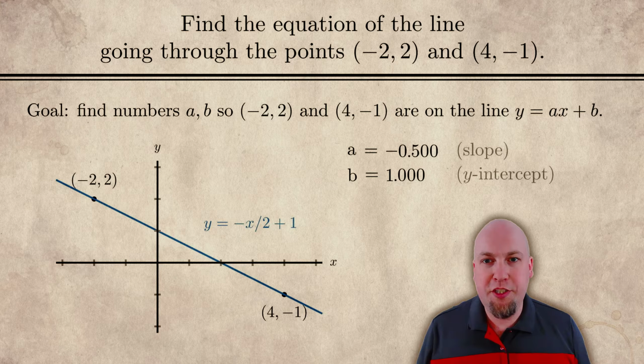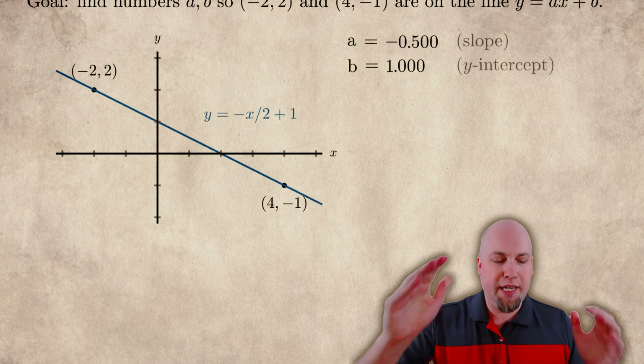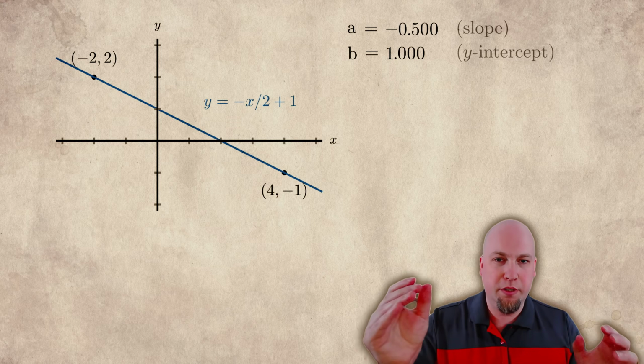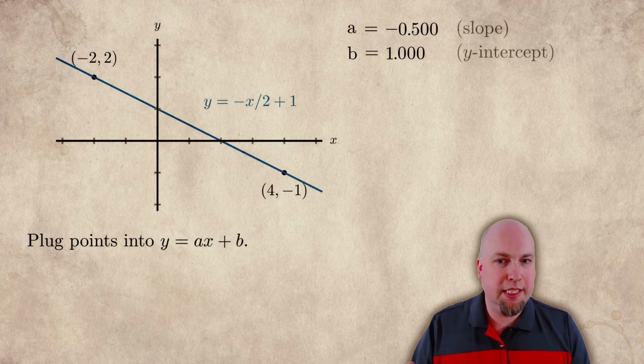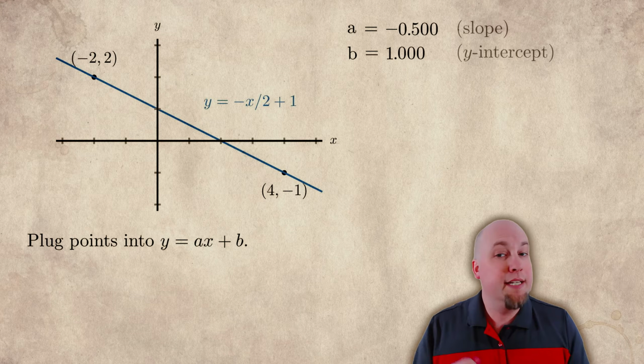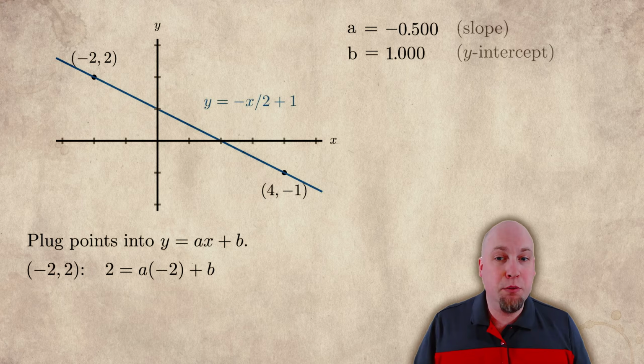Okay, so what we're going to do is realize that if I want y = ax + b to go through those 2 points, then when I plug those points into that equation of the line, I should get a true equation. For example, if I plug in (-2, 2), that means I plug in x = -2 and y = 2, so I get the equation 2 = a times -2 plus b.